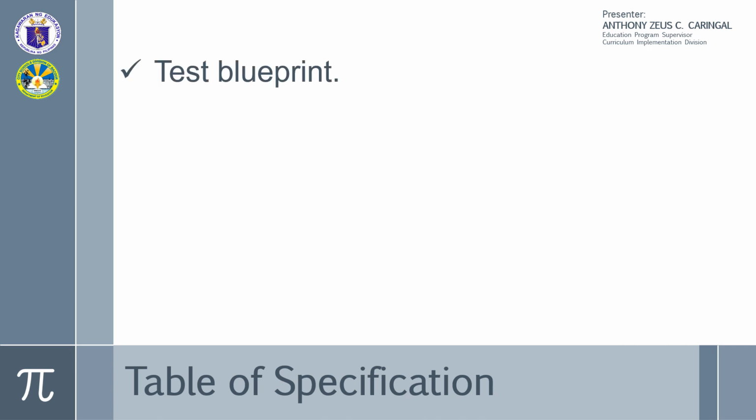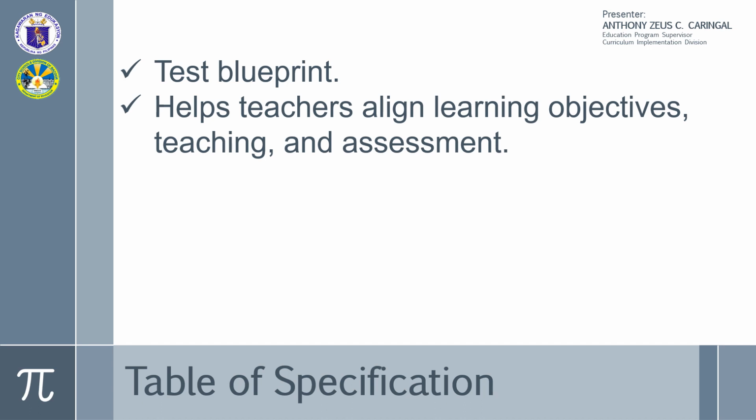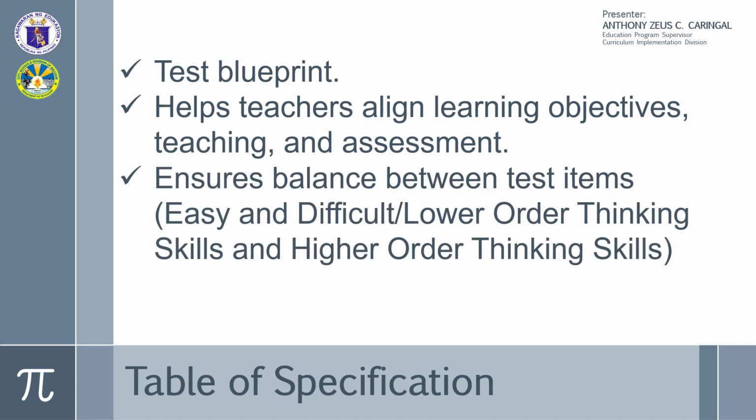Okay, what is a table of specification? This is a test blueprint. If we have a blueprint of our house, of our home, then for our test, we have also a blueprint. So it's the skeleton, right? Without the skeleton, we cannot move. So table of specification is really very important. It helps teachers align learning objectives, teaching and assessment, of course. Because you know TOS is really a plan. It's a good plan for assessment. It ensures balance between test items. You will have the easy and difficult, lower order thinking skills to higher order thinking skills.